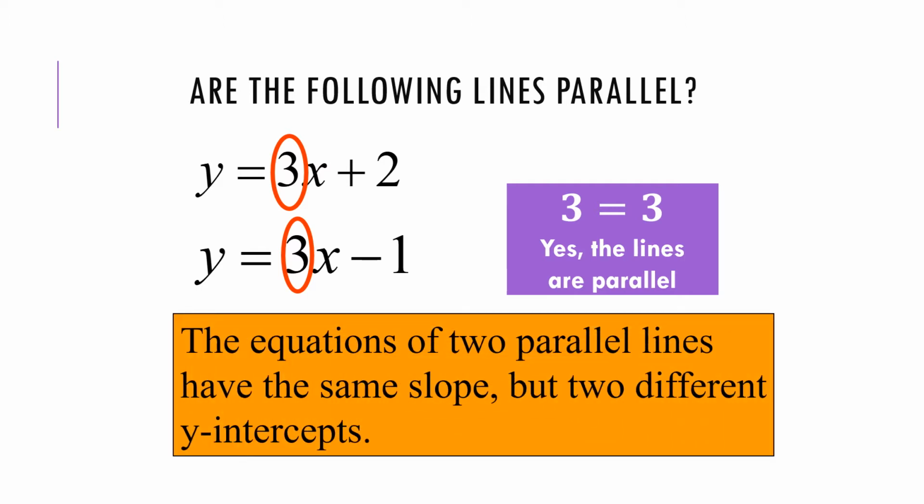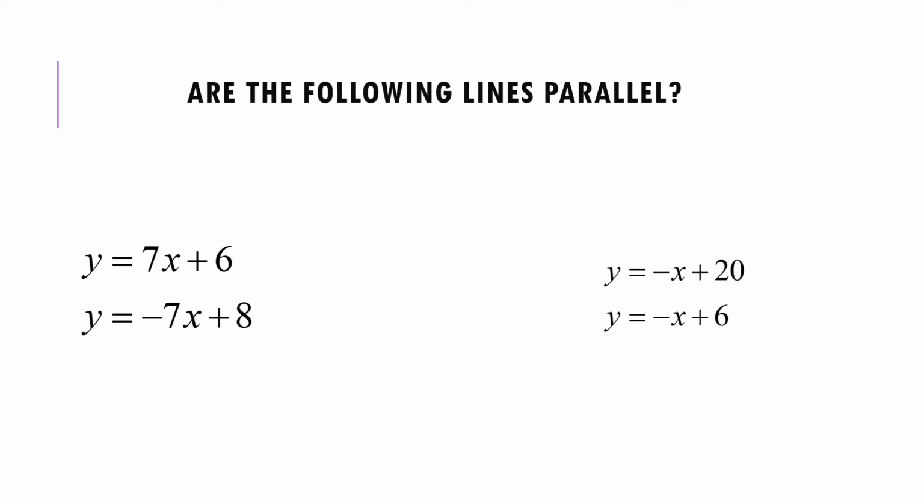The equations of two parallel lines have the same slope, but two different y-intercepts. So it is okay as long as they have the same slope. Their y-intercepts can both be positive. One can be positive, one can be negative. Both can be negative. One could be a fraction, one could be a whole number. The slopes just have to be the same in order for the two lines to be parallel. So then you guys go ahead and try 3 and 4.